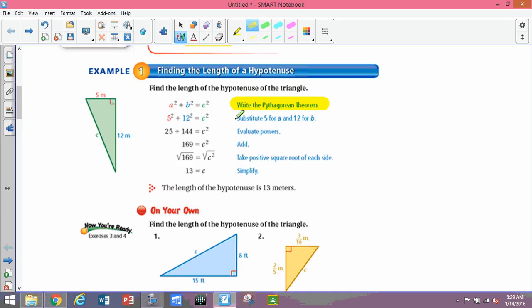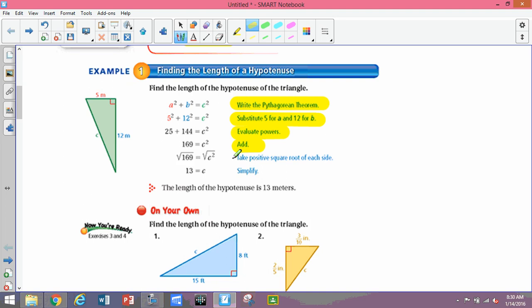Then you're going to substitute the numbers that you have. In this case, we have a 5 and a 12, and those make up our right angle, so that's your A and your B. So it's 5 squared plus 12 squared equals C squared. Then you're going to evaluate your powers. So 5 times 5 is 25, and 12 is the second power, so 12 times 12 is 144, and that's going to equal your C squared. Then, because there is no balancing, your variable is already alone, you're going to add that 25 and that 144 together. You end up with 169 equals C squared.